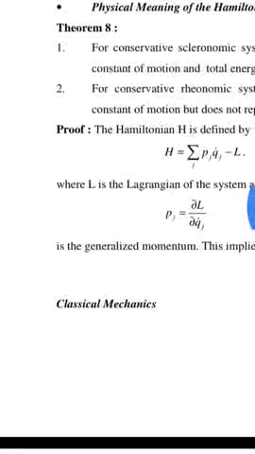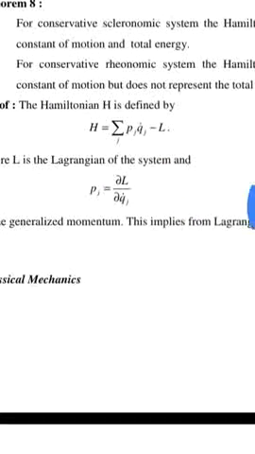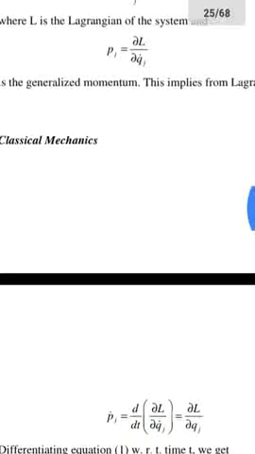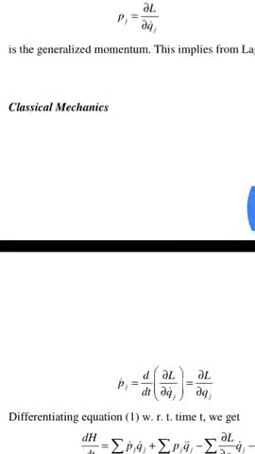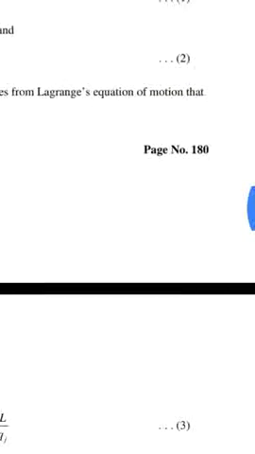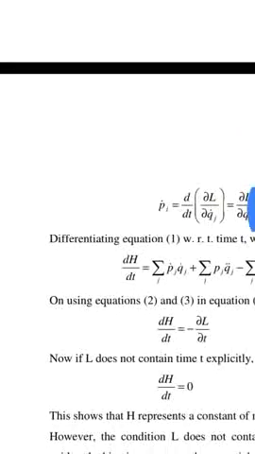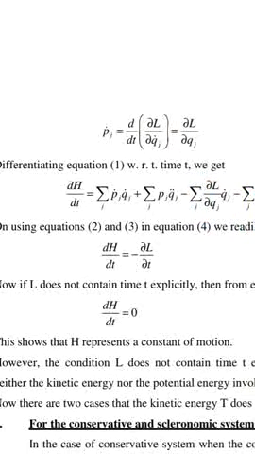Proof: the Hamiltonian H is defined by H is equal to summation of Pj Qj dot minus L, where L is the Lagrangian of the system and Pj is equal to dou L by dou Qj dot is the generalized momentum. This implies from Lagrange's equations of motion that Pj dot is equal to d by dt of dou L by dou Qj dot, which is equal to dou L by dou Qj.